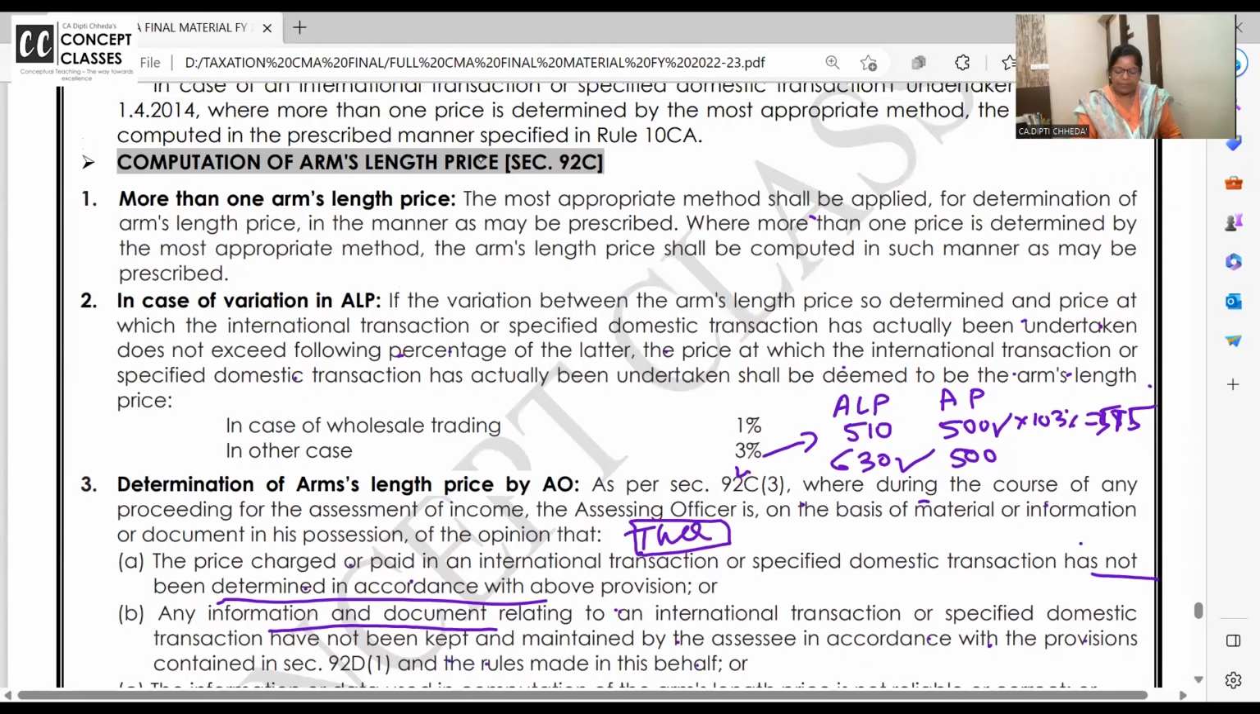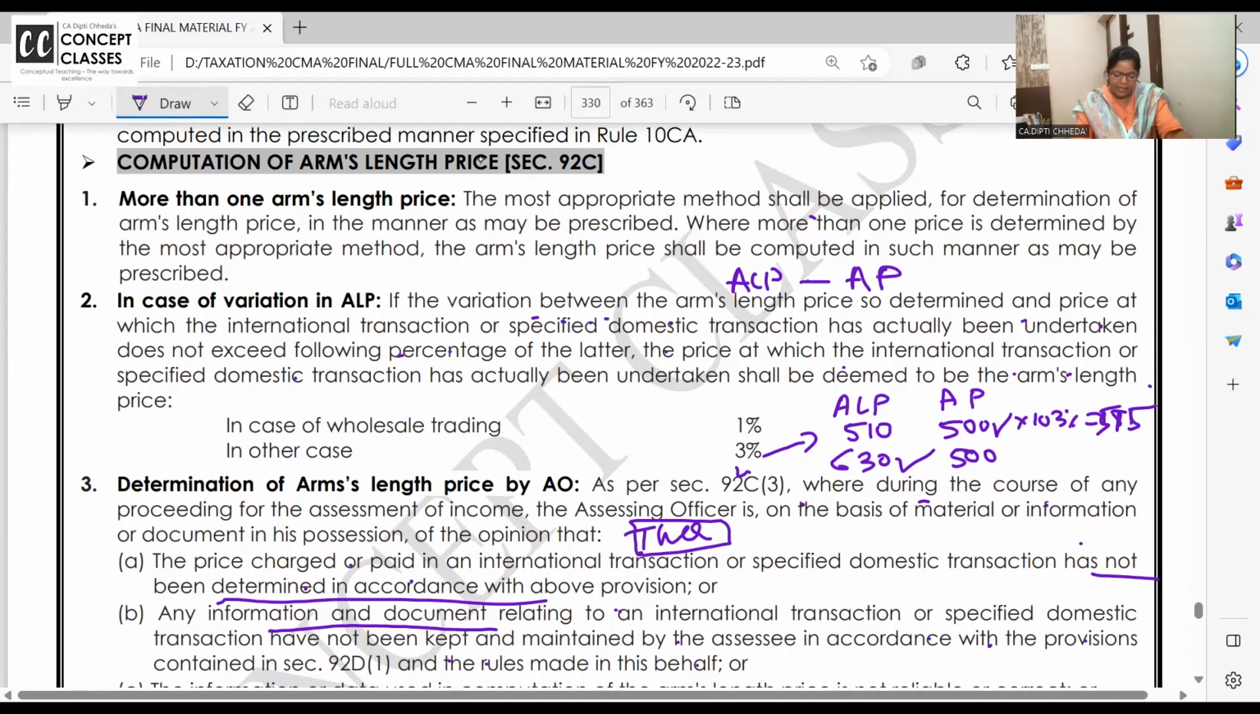Before the advanced price, see, whenever there is a variation between the arm's length price and the actual price, I call it AP, if the variation does not exceed the percentage, 1% for wholesale or 3%. जो एक्चुअल प्राइस है और जो आर्म्स लेंथ प्राइस है उसमें 1 या 3% से ज्यादा फर्क ही नहीं है. It does not exceed the percentage given.